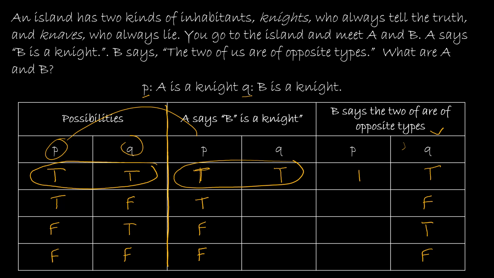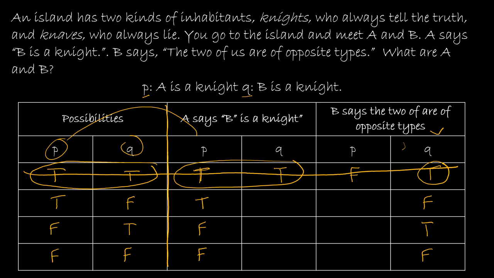So let's take a look. B says the two are of opposite types. So if Q is true, he's a knight, then the knight is saying the two are of opposite types, and that tells me that P must be a knave, or that P is false. So notice this does not match up, and therefore this is not a possibility.